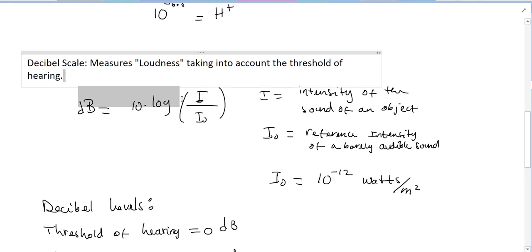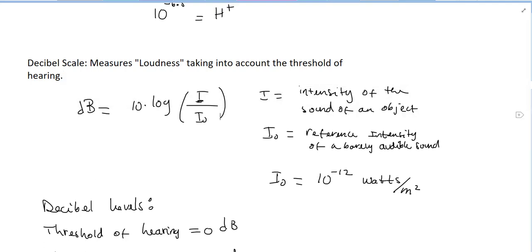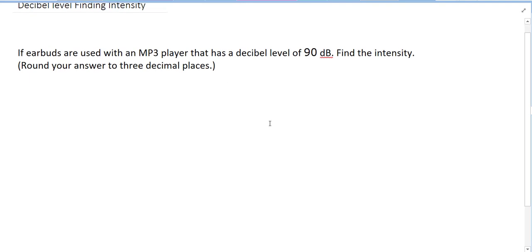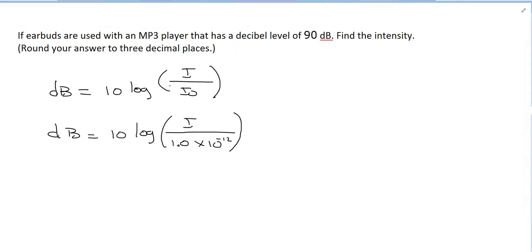So let me copy it for the example that I'm going to do. Actually, I'll just rewrite it. So here's our example. If earbuds are used with an MP3 player that has a decibel level of 90 decibels, find the intensity and round your answer to 3 decimal places. So let me write the formula. All right, so here's the formula. And like I said, this is standard to our formula for decibel, so you can already substitute it always.